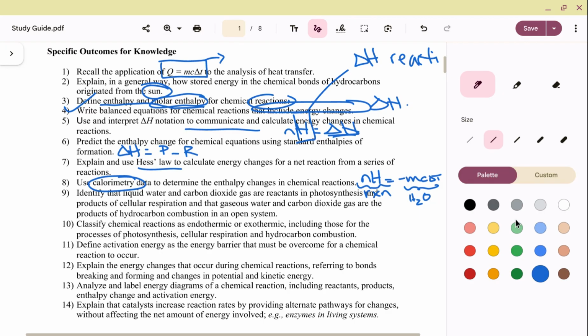Looking at number 9, this one tells you that you can identify that liquid water and carbon dioxide are reactants in photosynthesis and products in cellular respiration. So I often mention that you should know these reactions because sometimes a diploma can be nice to you and write it out. Other times it doesn't, and you have to be able to write it out and recall it.